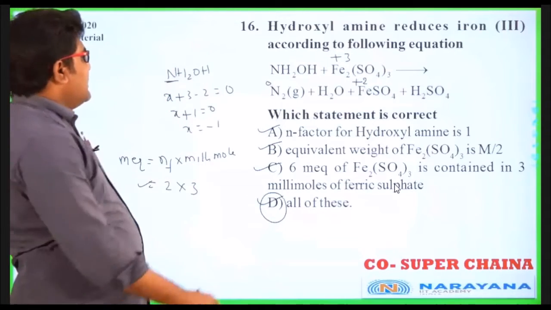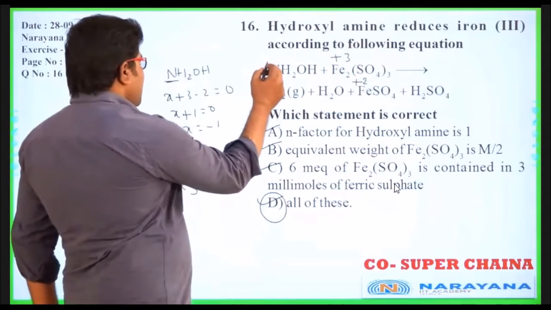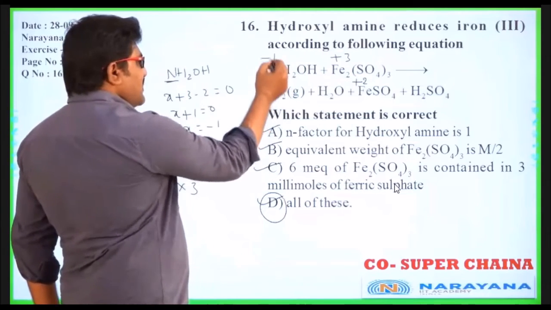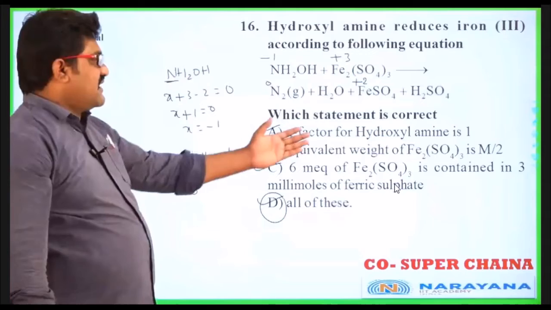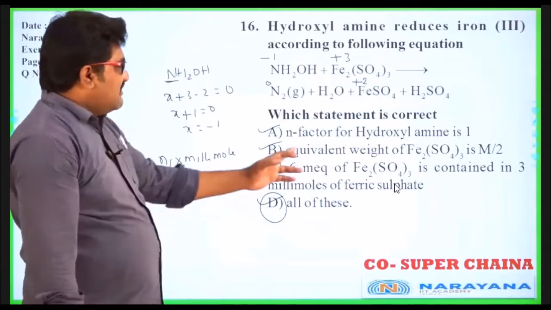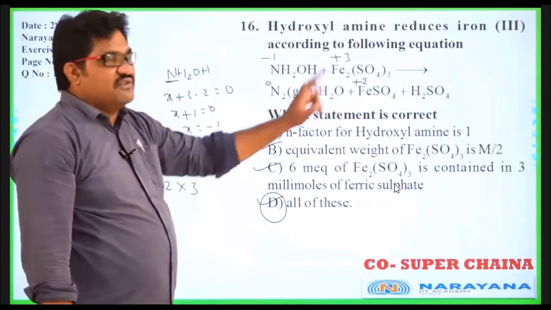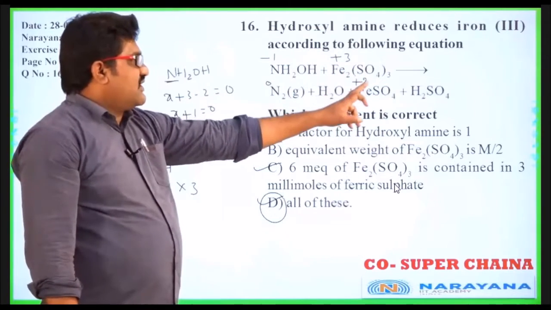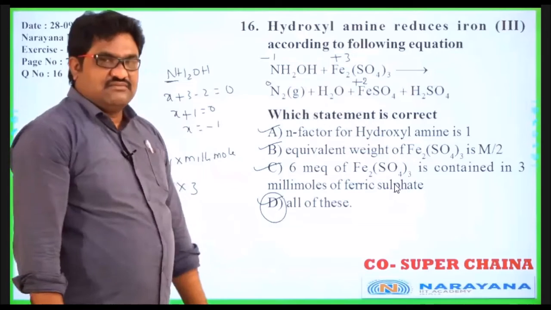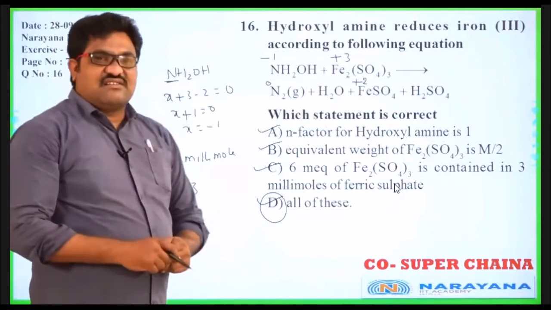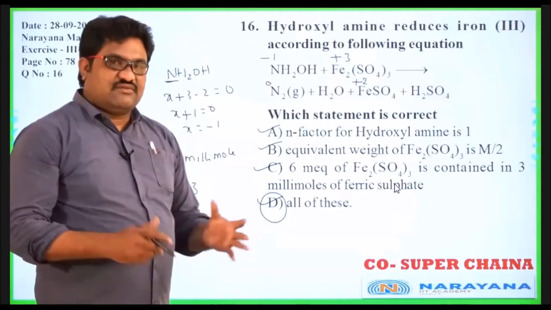Okay. So here nitrogen oxidation number changes from minus 1 to 0, 1 unit only can change. So N factor for hydroxylamine is 1, and the N factor for iron is 2, because here 2 atoms are there, change is 1 unit from Fe2SO4 taken thrice to FeSO4. So all the options are correct. Let us go for the next one.